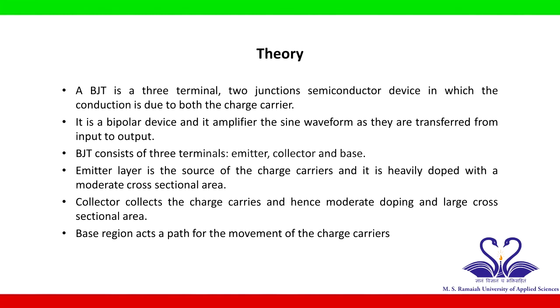BJT consists of 3 terminals: emitter, collector, and base. Emitter layer is a source of the charge carriers and it is heavily doped with a moderate cross-sectional area. Collector collects the charge carriers and hence has moderate doping and large cross-sectional area. Base region acts as path for the movement of the charge carriers.